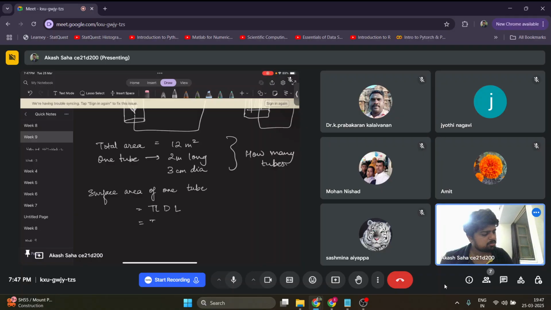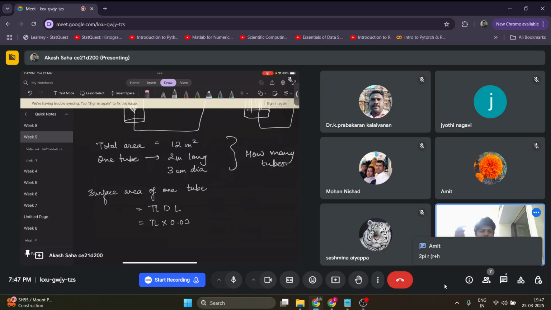Pi d L. So pi into 0.03. Surface area, I am not considering the top and bottom. So it will be pi into d into L. Just neglect the top and bottom surface because water has to pass through it, so we'll not consider that surface area. Into L is 2 meter. So something you will get.